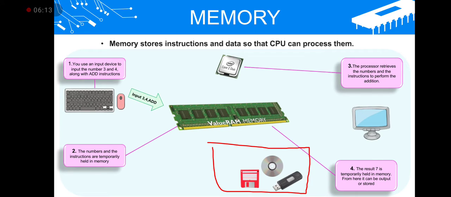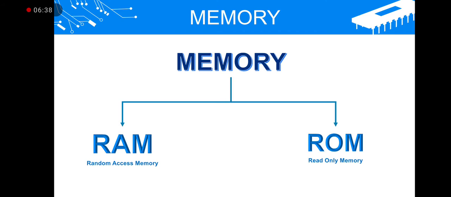Alright. So first, you input 3, 4 and add command. Then the 3 plus 4 goes to the processor. After that, the processor saves the value 7 in the memory. And then the value 7 is shown on the output device. Alright? Let's move on.